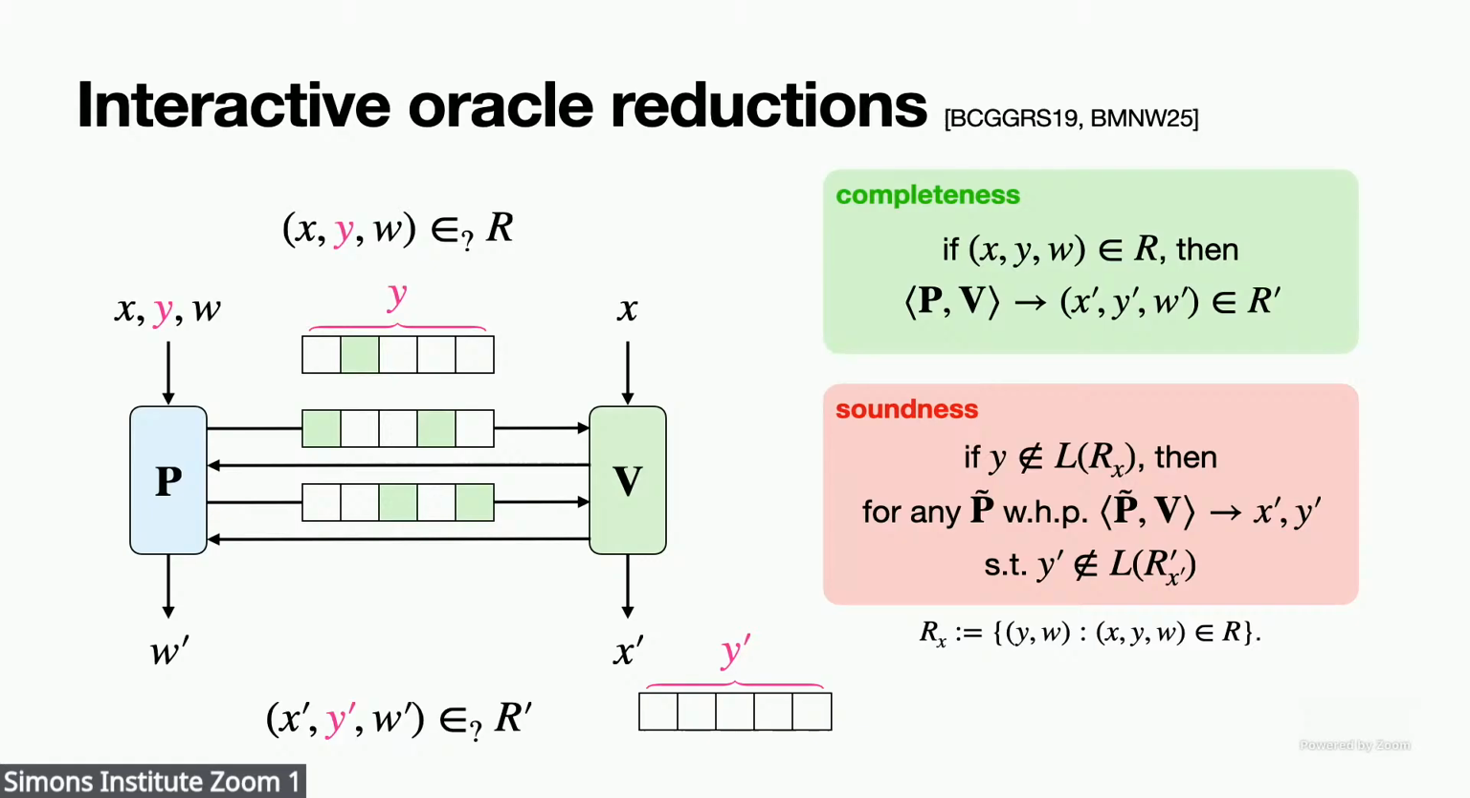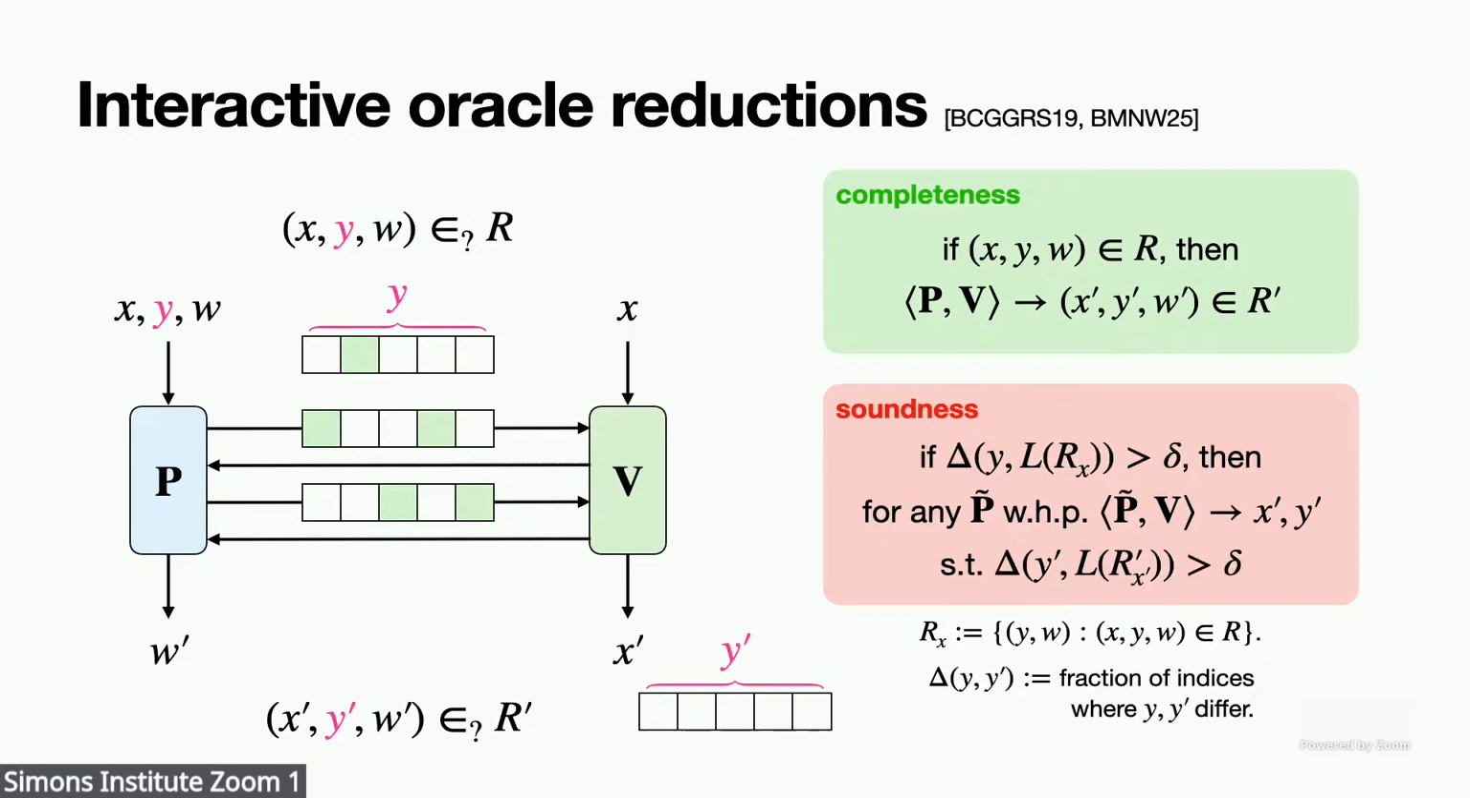So if the old instance is not in the language, then with high probability, the new instance is not going to be in the language. And actually, it's going to be useful to define a notion of soundness where the soundness error is a function of proximity to the language.